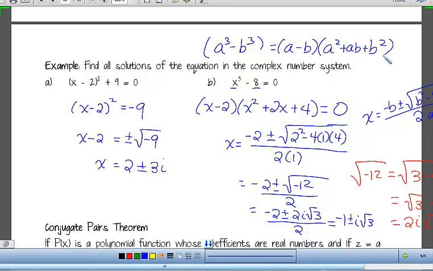And so I took my a and squared it. I took my b and squared it, and in the middle, it was a times b, but I changed the sign. So that only worked for perfect cubes. If it had been plus, then it almost works the same way. We get a plus b times a squared minus ab plus b squared. That's our factoring pattern for perfect cubes.